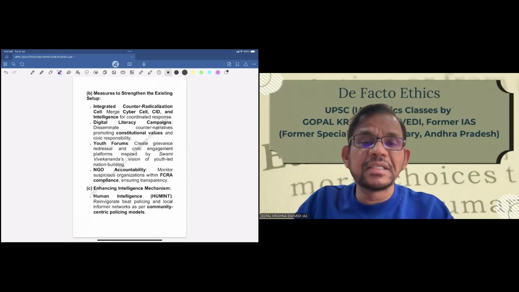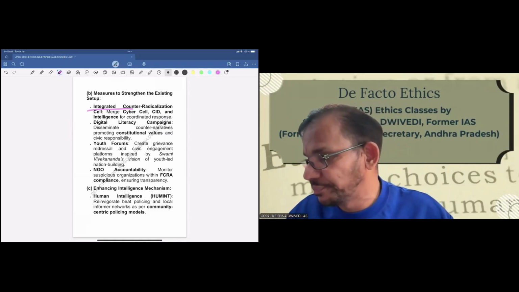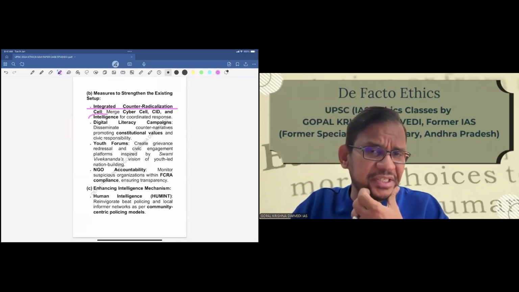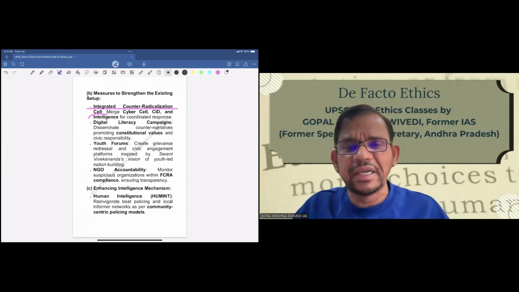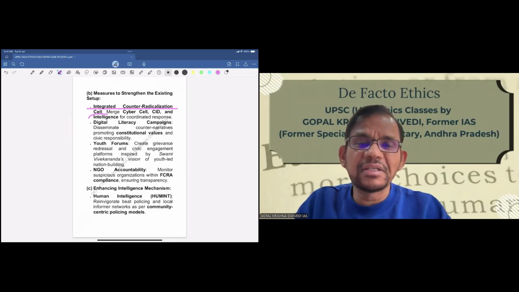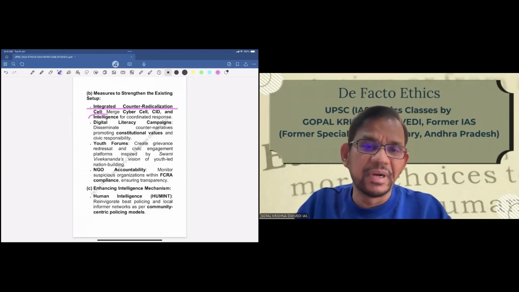Now, first measure is integrated counter radicalization cell has to be created. Why? Because now this is the biggest challenge. There are different cells working in silos. So those have to be integrated. So merge cyber cell, CID, intelligence for coordinated response, because coordinated response will be more effective. Definitely it's going to be better.